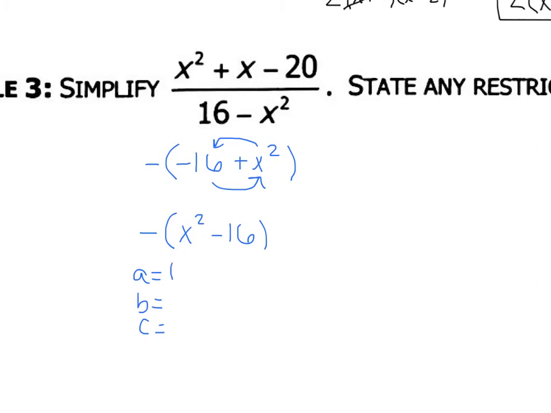So A is 1, B is 0, C is negative 16. A times C is negative 16, B is 0. I need two numbers that when multiplied would give me negative 16 and add to be 0. We should have gotten 4 and negative 4. 4 times negative 4 is negative 16. 4 plus negative 4 is 0.